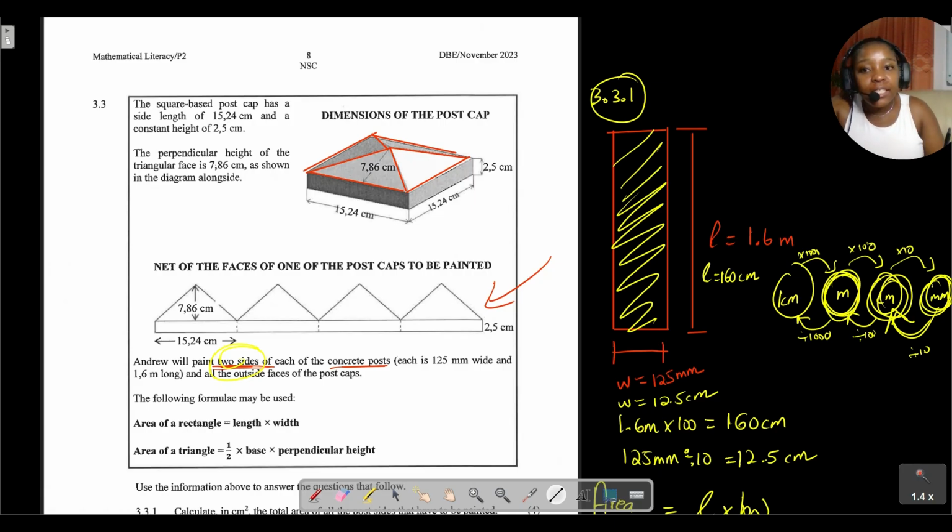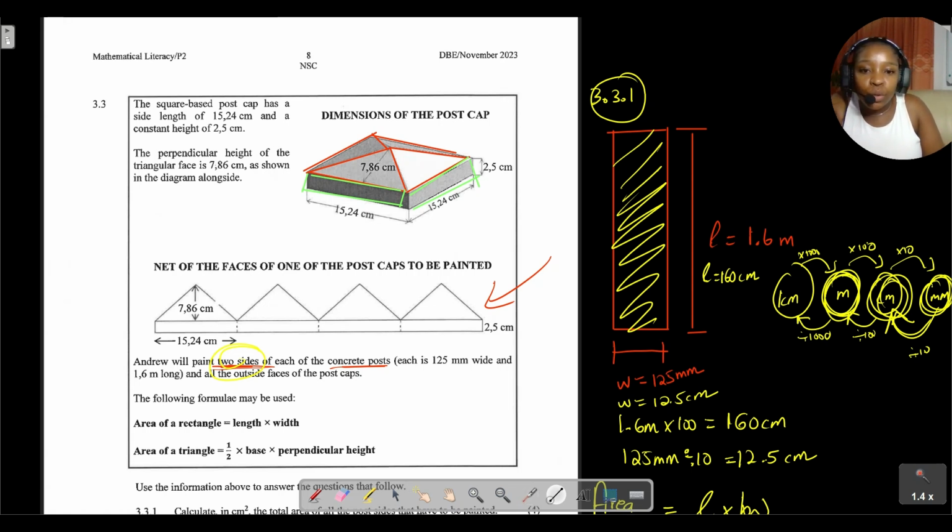Then what else do we see? We've got rectangles there: 1 rectangle, 2 rectangles, 3 at the back, 4 rectangles. You can also make use of this net diagram to guide you when calculating the total surface area of this post cap.